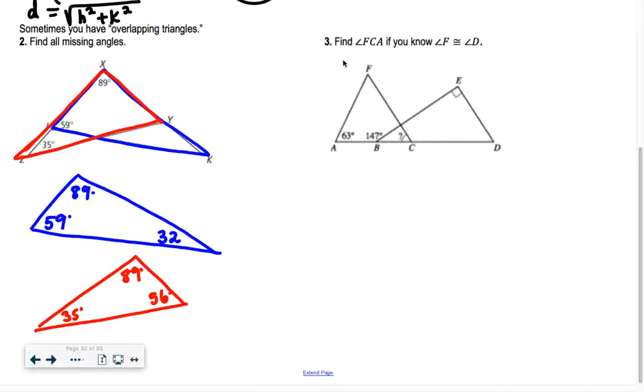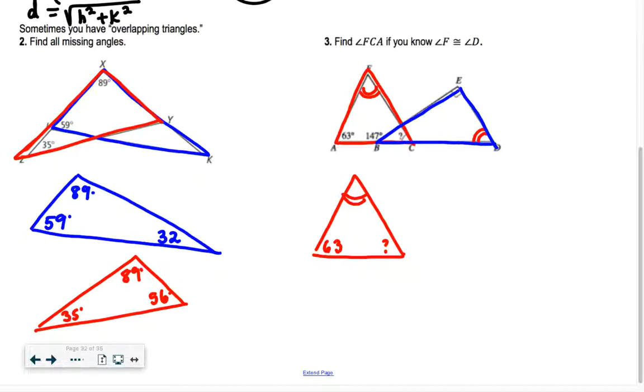All right, so number 3. Find angle FCA if you know that F and D, oh, that's how I fixed it. So F and D are congruent to each other, so let's put marks there. Again, we're trying to separate these triangles and look at them separately. So let's highlight this one in red. Maybe you guys can use highlighters on your homework if you're doing this. We knew that we had a certain angle, we had 63, and we don't know that one. Then we have another triangle in blue, and we at least know that it has a 90-degree angle, but we don't know that one.